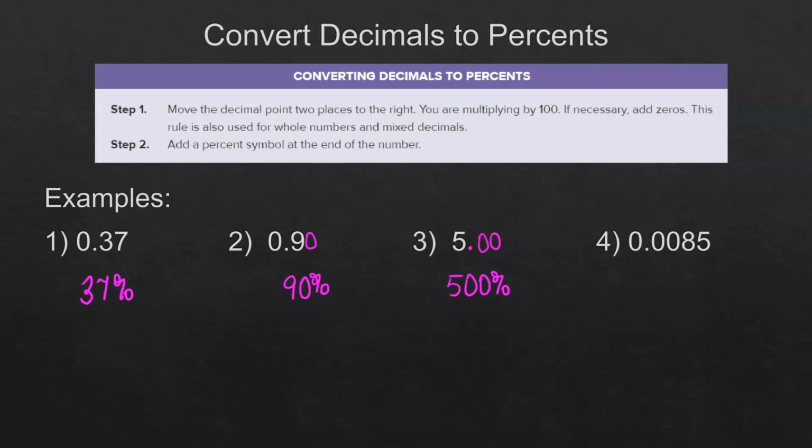Now the next one is a very, very small percent, and when we move our decimal 2 places to the right, we're going to be in front of the 8, so it's going to be 0.85. And that is still a percent. And so that's just a very small percent. And it's okay that it's a small percent. So basically it's a percent that's less than 1, right? Less than 1%.